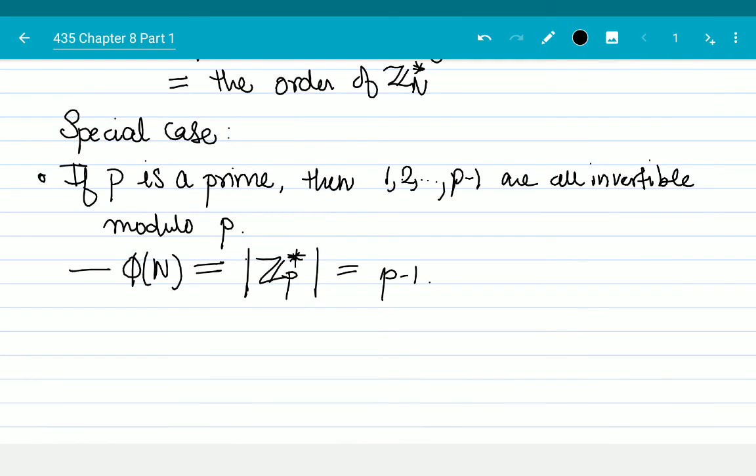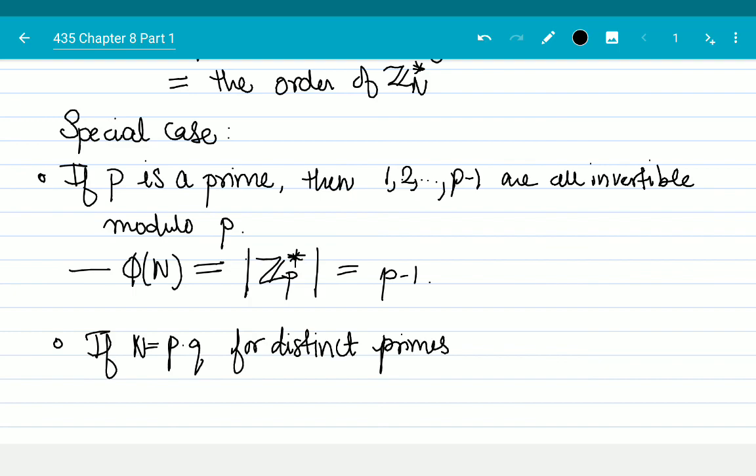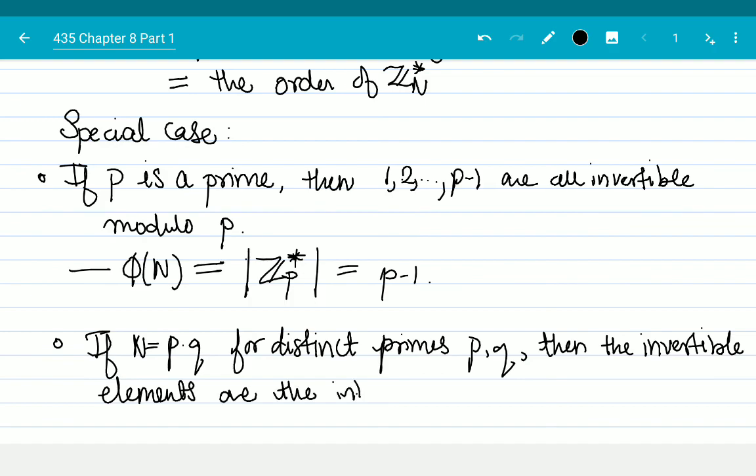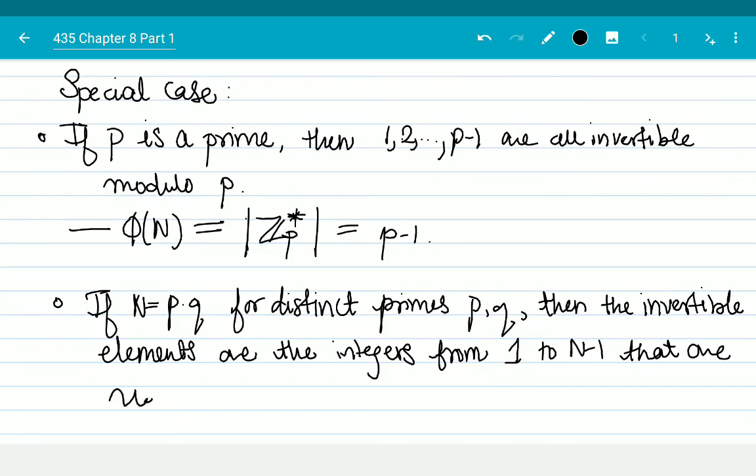Okay, so these are the nice groups. If n is equal to p times q, for distinct primes p, q, then the invertible elements are the integers from 1 to n minus 1 that are not multiples of p or q, right?